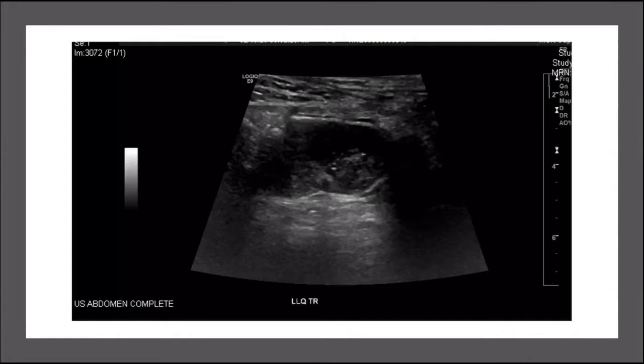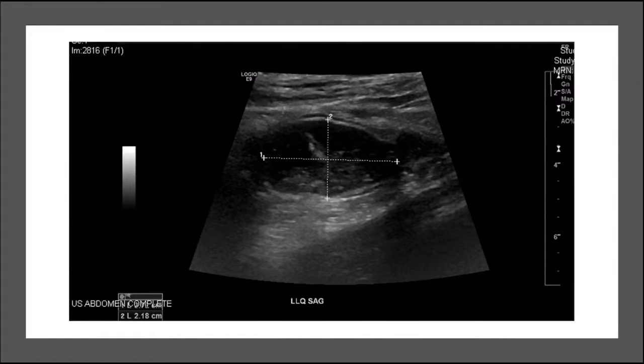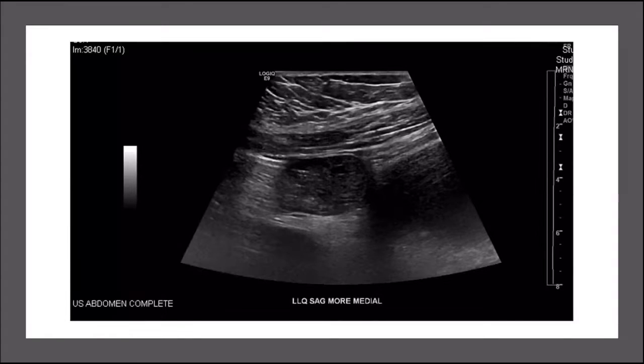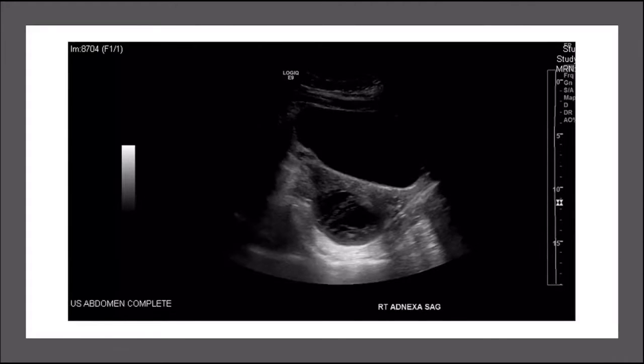Here you can see another view of the same part of bowel. You can see here that we measured it because we thought it was a mass. This is a little more medial. We saw it in multiple places, which was confusing us until we figured out what it was.